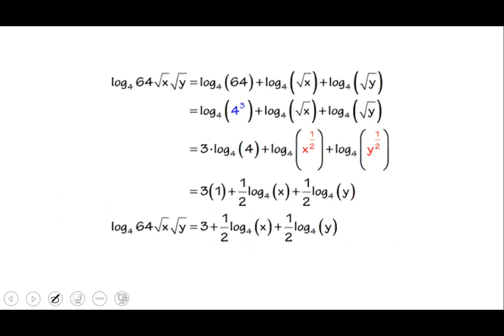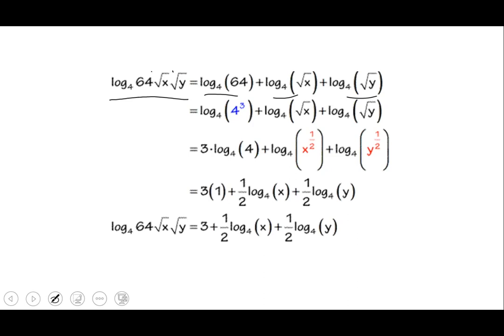In the next example, and you can see they're getting a little bit more complicated here, most of the examples we do in this chapter will probably be in the medium range, but I wanted to make sure that I showed you a mix. So starting off, log base 4 of 64, square root of x, square root of y, you'll notice that everything in this problem is being multiplied, which means the first step in terms of expanding is turning everything into an addition.